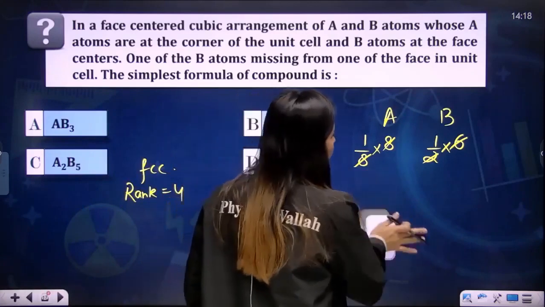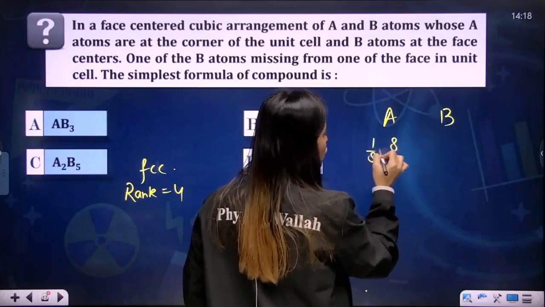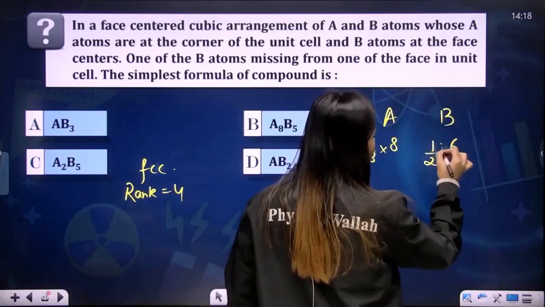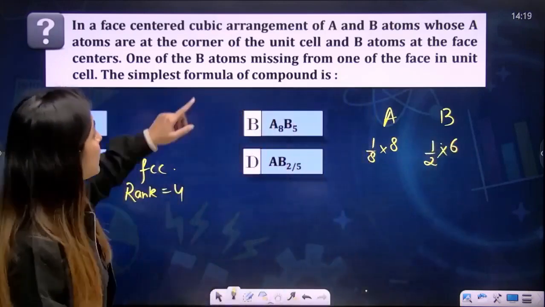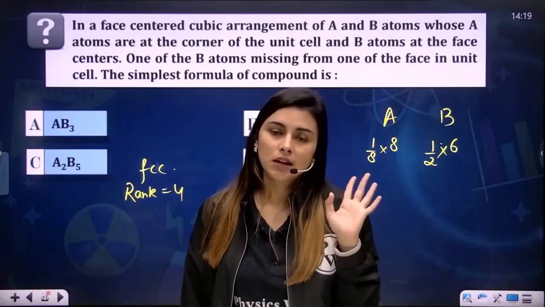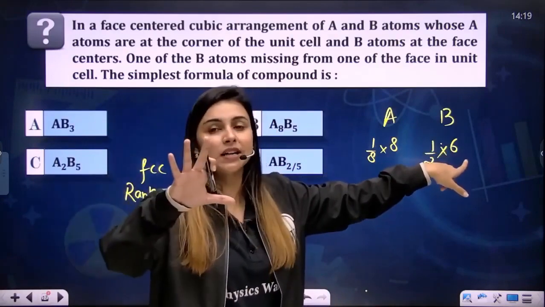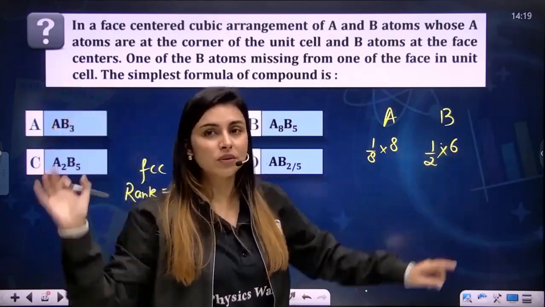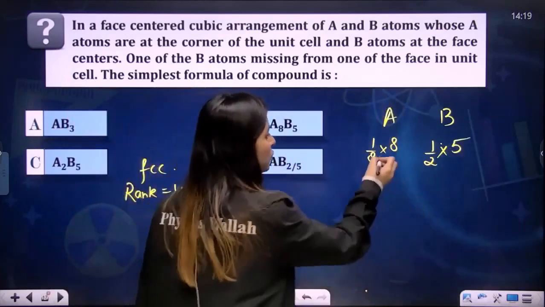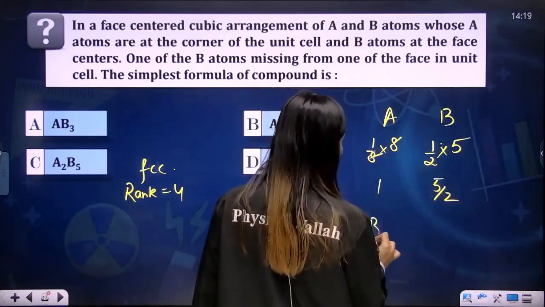See, my dear students, it says that initially you had 8 atoms on the corners. The contribution was 1/8. And you had 6 faces and the contribution is 1/2. But what actually happened is that one of the B atoms was missing from any one of the faces. Only one face atom was missing. So there were not 6 atoms present on 6 faces. Only 5 atoms were present and one atom from one face was missing. So here not 6 but 5 will come. This would give me 1 and this would give me 5/2. So the formula would be AB5/2.